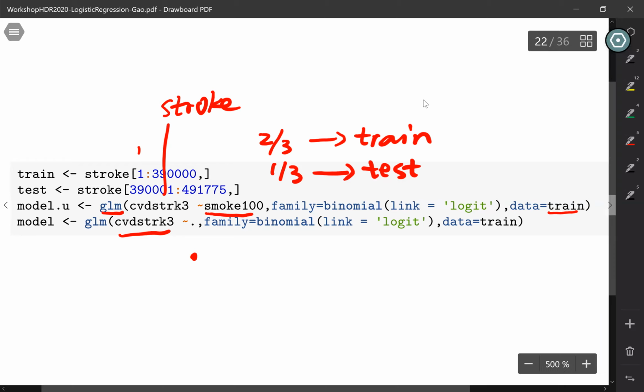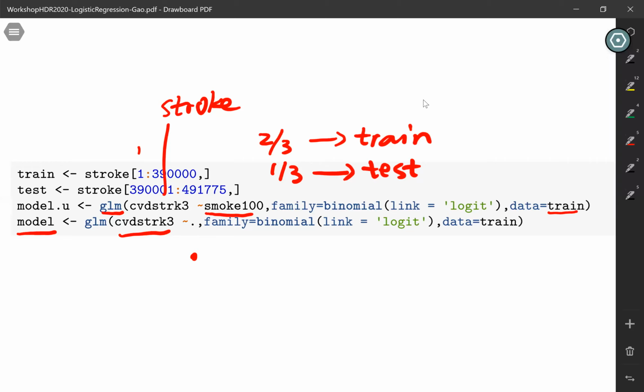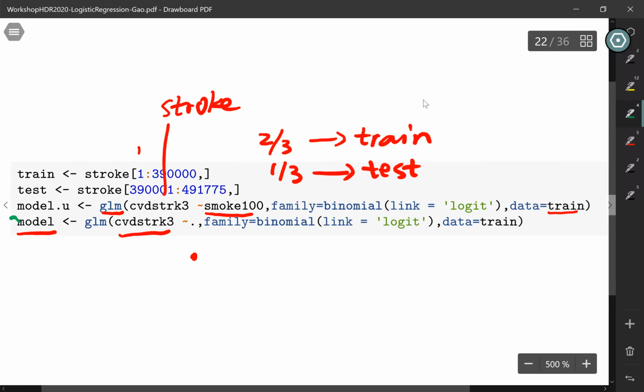So for the second model, I store the result. I give the name of the result. The univariate model I save as model.u, and then the multivariate model I save as model. And next, I'm going to interpret the output of the multivariate model, not the univariate model, because this is more general and more common, okay? So I'm going to use the result of this model.